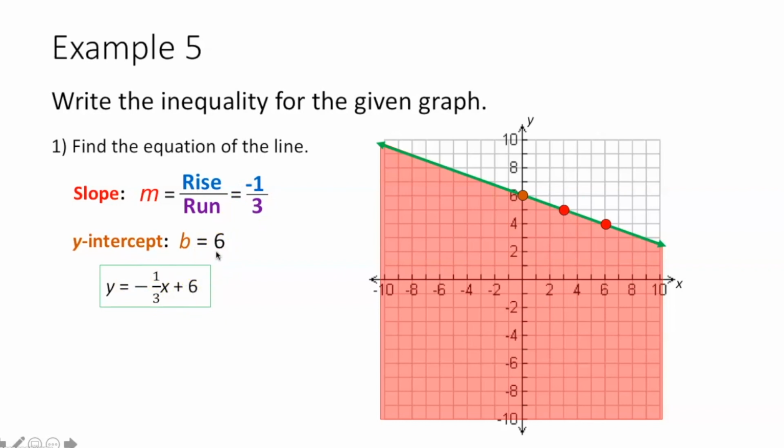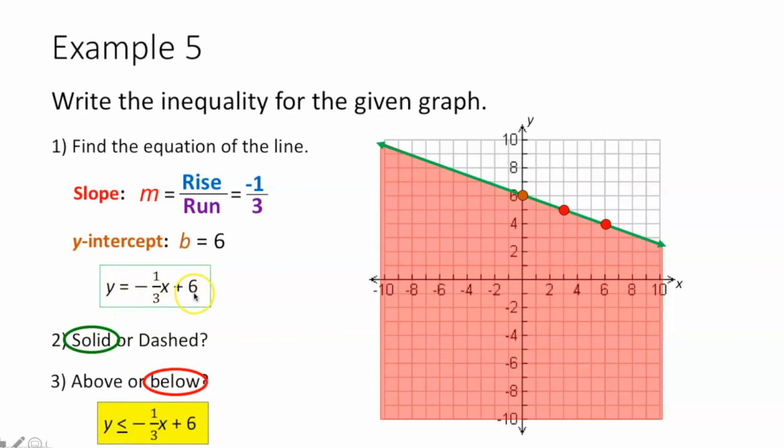Now the question is, what is the inequality that goes in here? Well, first, is it a solid or a dashed line? It's a solid line, right? Therefore, there's going to be an equal sign under our inequality. Then we have to decide, is it eating the y or facing away from the y? Is it greater than or equal to or less than or equal to? Well, because we are shading below the given line, the inequality should be facing away from the y. It should be y is less than or equal to negative 1/3 x plus 6.